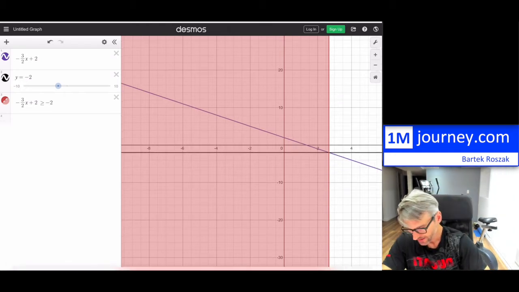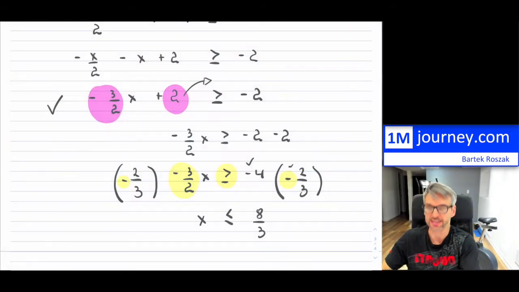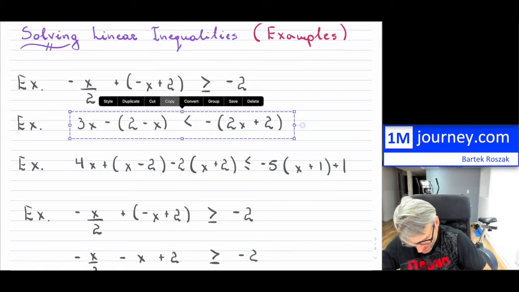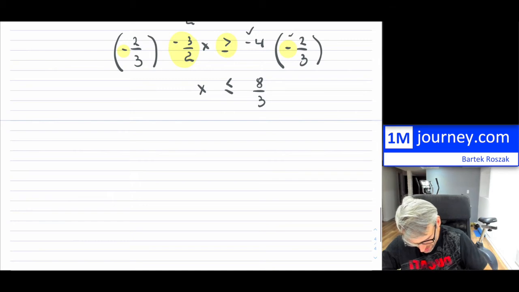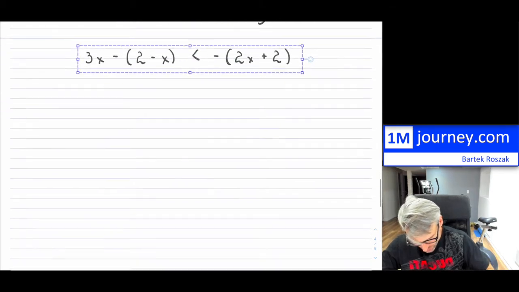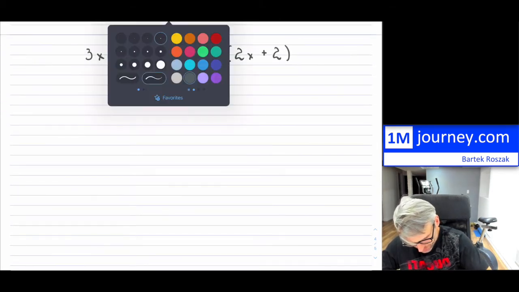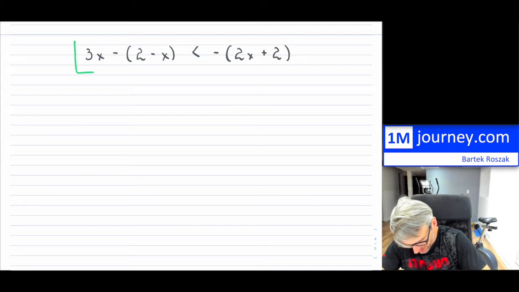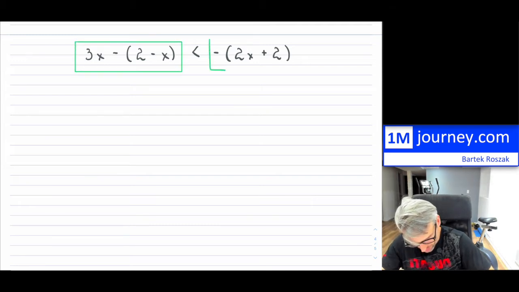All right. Now, let's take a look at our second example. In our second example, this is what we have. So I'm going to copy this, bring this down, and move this up here. And now let's try to solve this. So again, first I simplify my left-hand side and my right-hand side and put it into the linear form. That's what I will have.